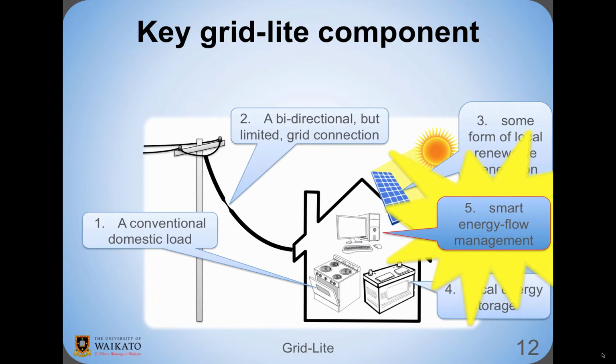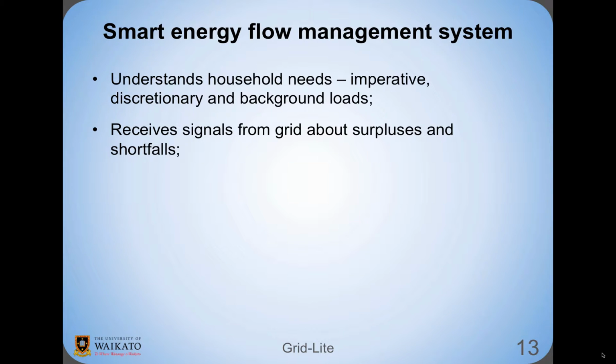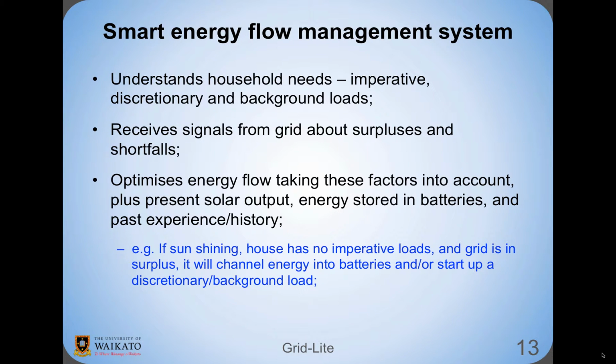Now, referring back to that diagram of GRID-LITE, a key component is obviously this smart energy flow management system. So what does it need to do? It has to understand the household needs and how different appliances or devices can be controlled, and the nature of the demands according to whether they're imperative, like making coffee, discretionary, like washing the dishes, or background loads, like a refrigerator. It needs to know what's going on externally, whether the grid is in surplus or in shortfall. And using this information, plus knowing the present solar output and battery state, and some knowledge of historical patterns, it optimises the energy flow between the load, the batteries, the solar panels, and the grid, taking full cognizance of the grid restrictions.